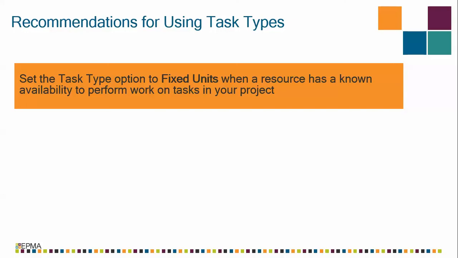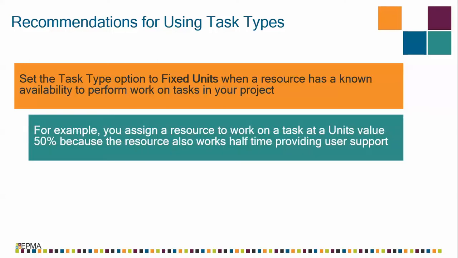EPMA recommends that you use the fixed units task type when you're assigning a resource to a task and that resource has a known availability to be able to work on tasks in your project. For example, let's say you assign a resource to work on a task with a units value of 50% because you know that that resource is also working half-time providing user support.